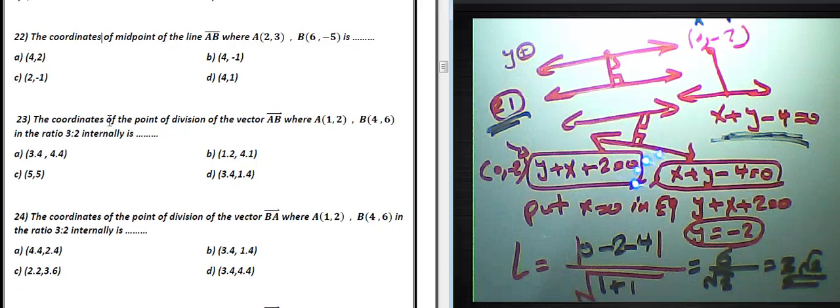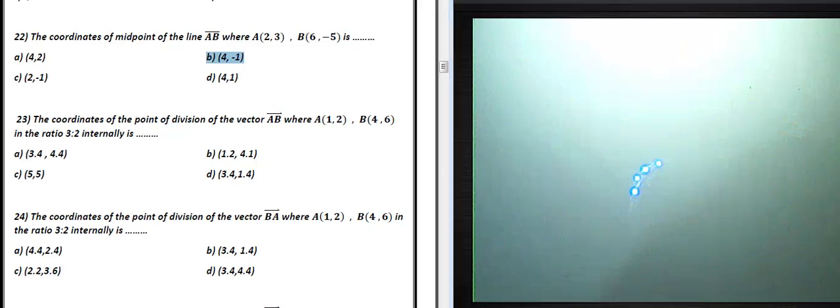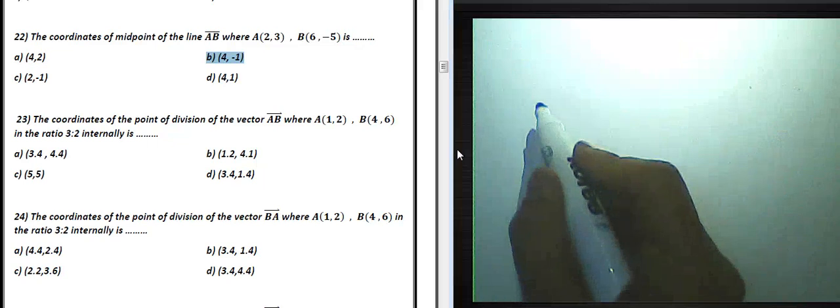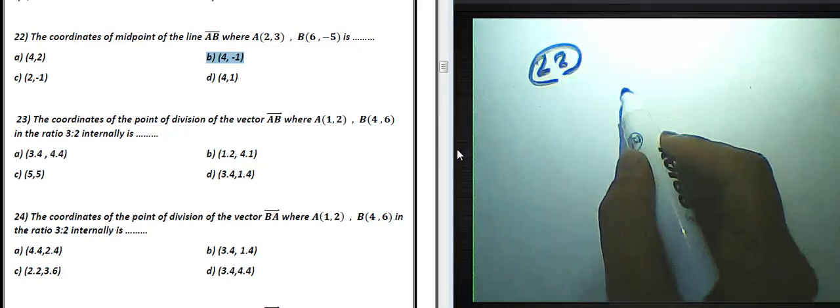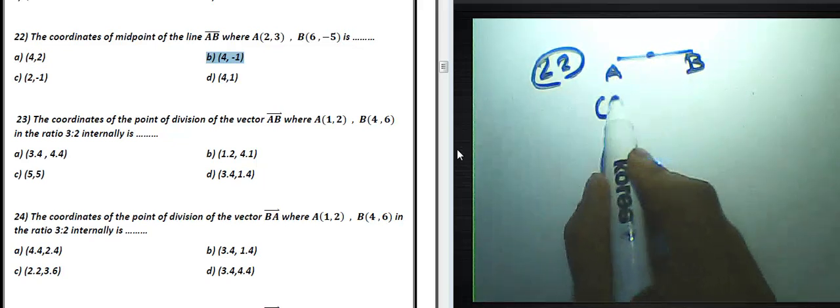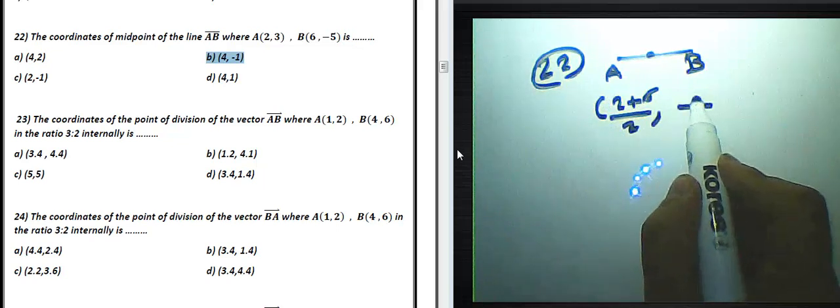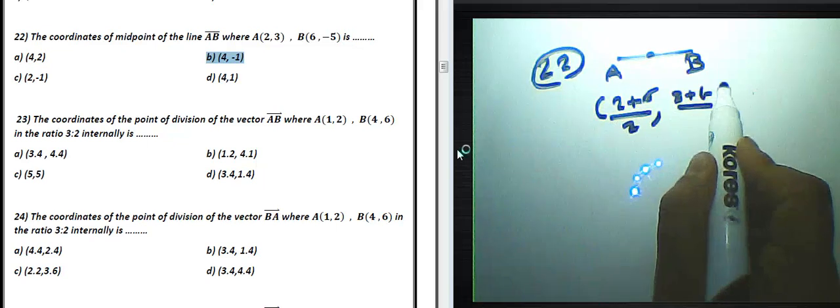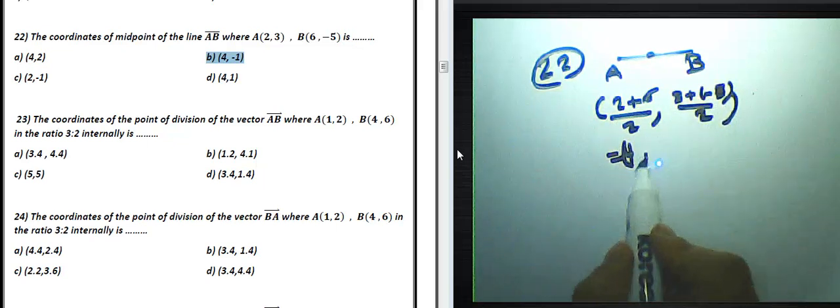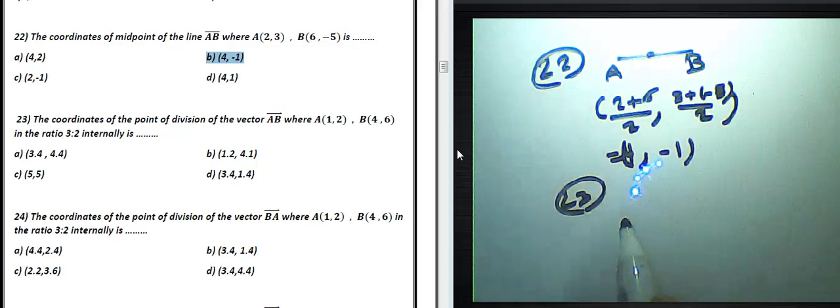Question 22: the coordinates of the midpoint of line AB, where A is (2, 3) and B is (6, -5). We add x plus x divided by 2 and y plus y divided by 2. 2 plus 6 equals 8, divided by 2 equals 4, and 3 plus -5 equals -2, divided by 2 equals -1. The result will be (4, -1). Question 22 again: he asked about the coordinates of the midpoint of A and B. We add 2 plus 6 divided by 2, and 3 plus -5 divided by 2. The result will be (4, -1).